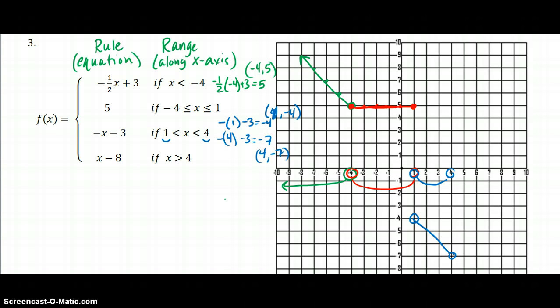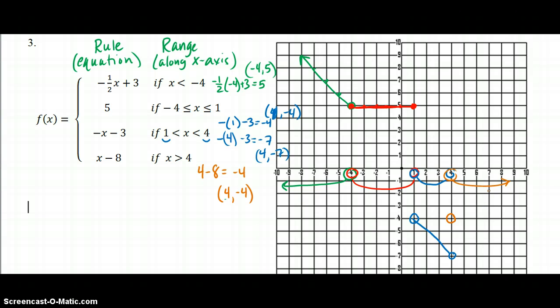Okay, the last part of our graph that we're going to plot is x minus 8 if x is greater than 4. So let's plug in 4. So 4 minus 8 equals negative 4. So at 4, negative 4, our first value will fall. So that will put us right here on the graph, and it will be an open circle because it's just x is greater than 4. And then now we know that it'll continue on to positive infinity.